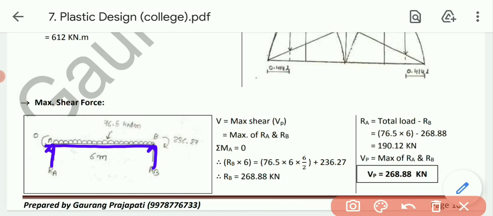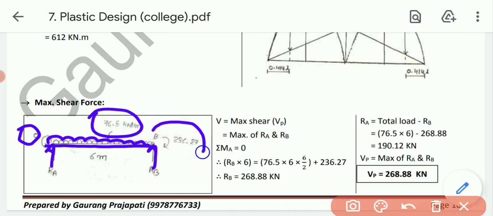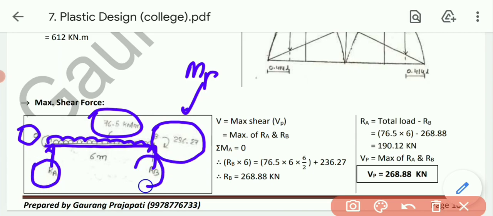Now it is subjected to a UDL of 76.5. At A, the simple support corner, the moment is 0, while at B, the moment will be the plastic moment. This is our MP, that is 236.27. Now we need to calculate its reactions, say Ra and Rb.